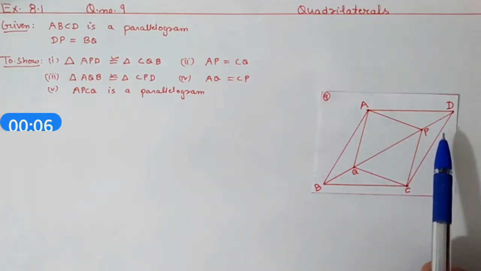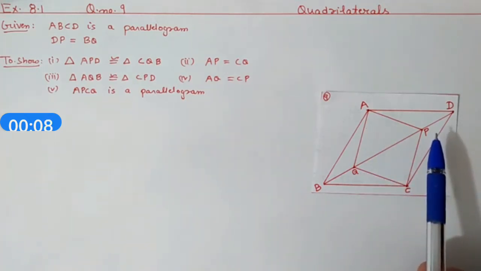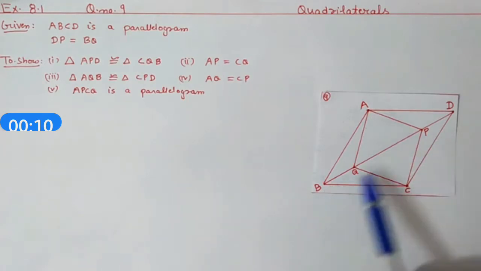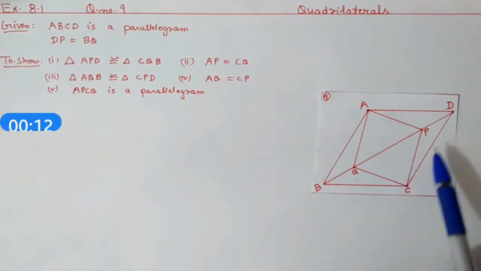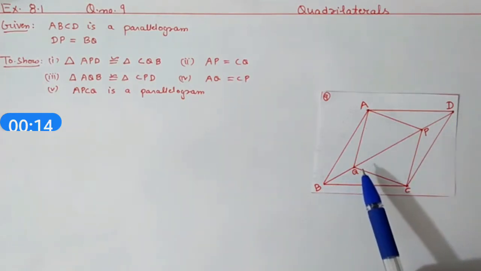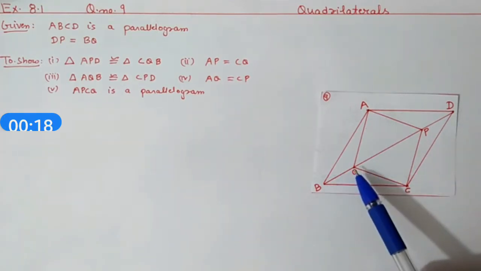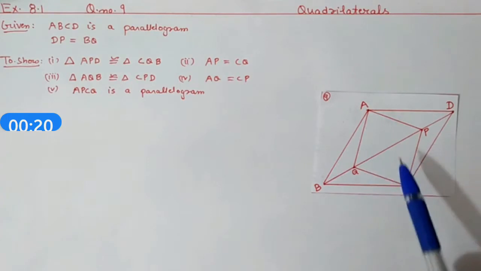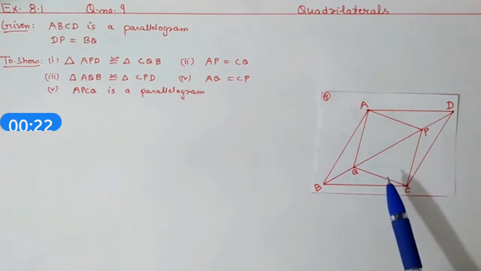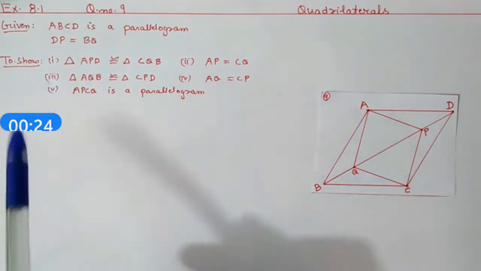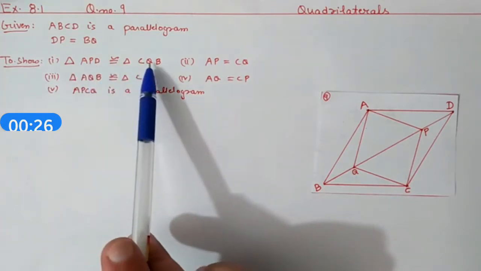Now students, we will do question number 9. In this question, ABCD is a parallelogram such that DP equals BQ. So DP is equal to BQ is given, and we have to show that triangle APD is congruent to triangle CQB. In the first part, we have to prove these two triangles congruent.